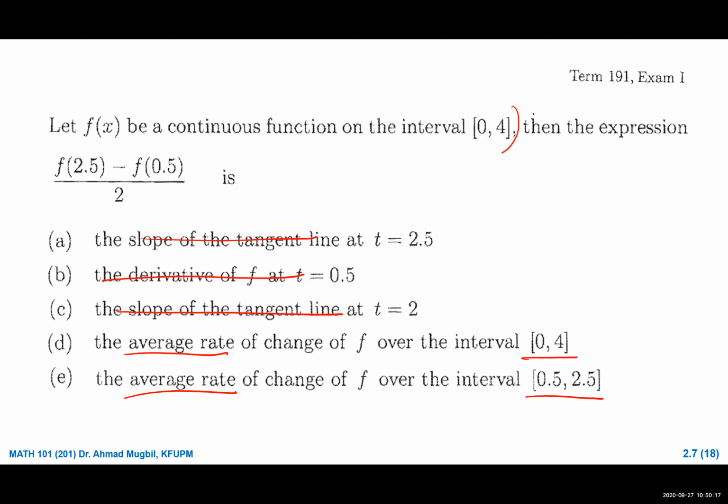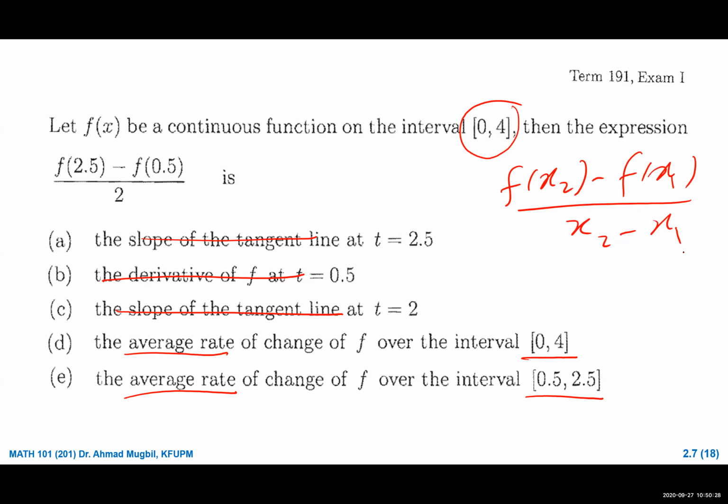So this is the trick here, of course. He gave you this interval, but it is the large one. So if you compare it with the definition of the average rate of change, here it is. So what is x1 and x2? Here they are, 0.5 and 2.5. And the difference between them is 2. The difference between these two is 4. It is not 2. And the answer is E.